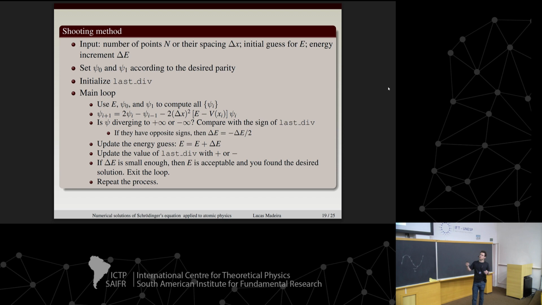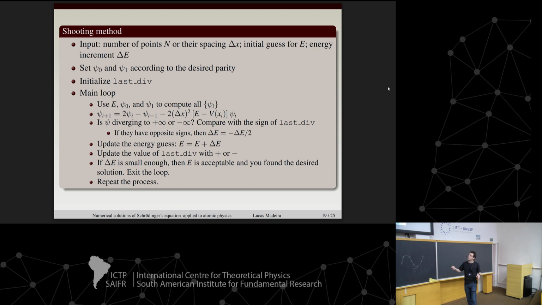This is going to be a little bit more sophisticated than what I said in the previous slides, because we're going to use an auxiliary variable here that I'm going to call last div, for last divergence, that's going to keep track of whether in the previous iteration it blew up upwards or downwards, okay? So this variable you'll see in a minute, but it's related to whether, in the previous step, the wave function went up or down, okay?